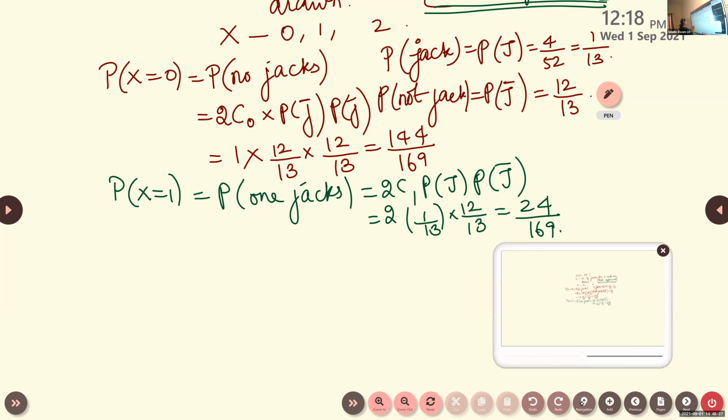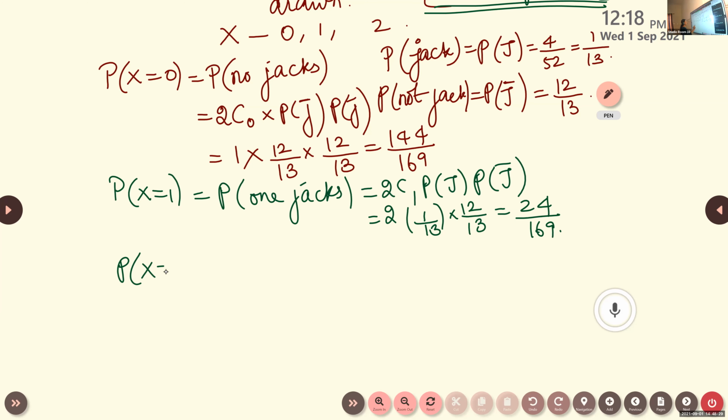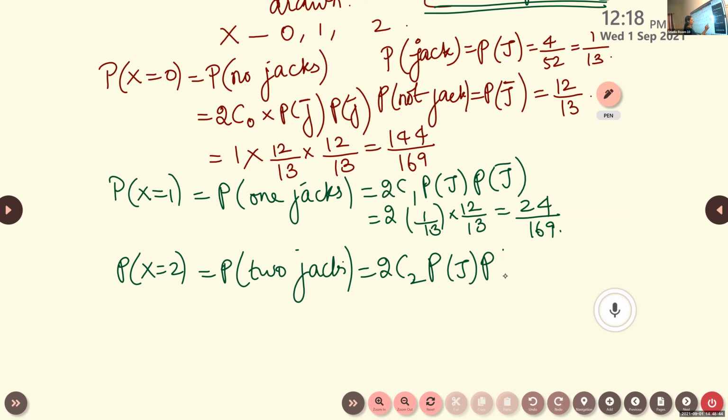X is 2. P of X equal to 2 means 2 jacks. Both the times we get jack. So in this case, it will be 2C2. Among 2 trials, 2 times we get jack: P of J, P of J. So 2C2 is 1 into, what is P of J? 1 by 13 into 1 by 13. So we get 1 by 169.